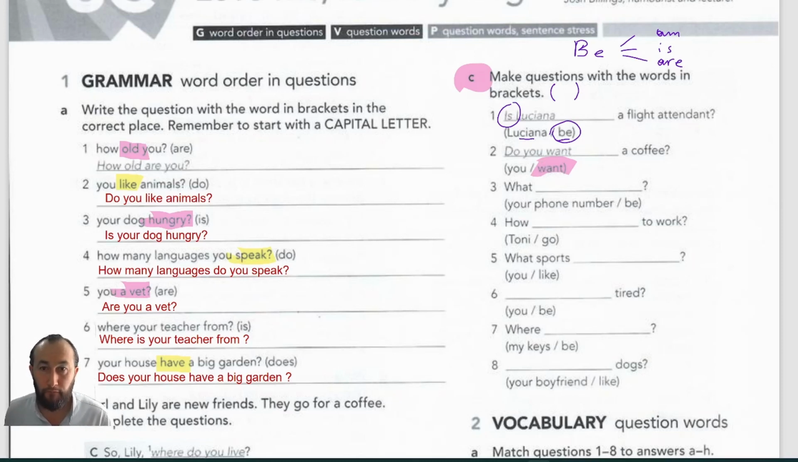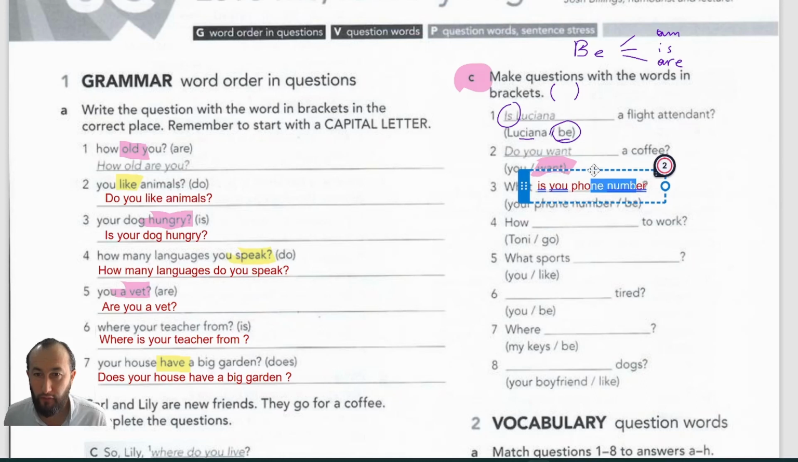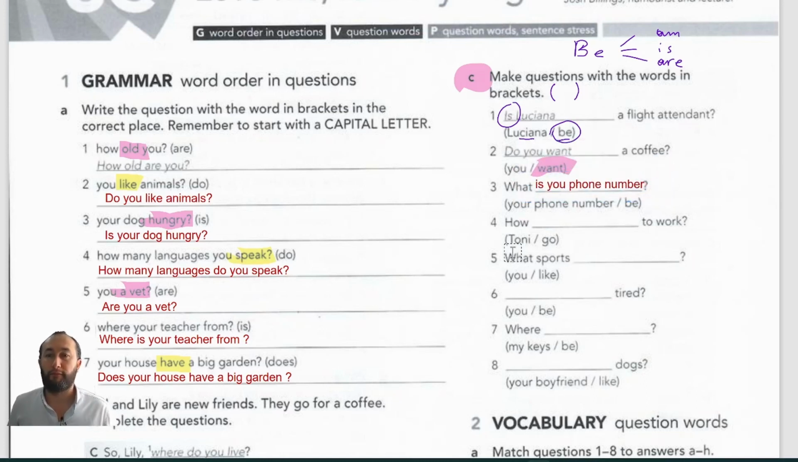Okay, so number 3, what? Your phone number, B. Look at that, B. So if there is B, then we're going to use am, is, are, guys. So what is your phone number? Right? What's your phone number? What's your phone number, mate? That's how English people say it, right? So what's your phone number?